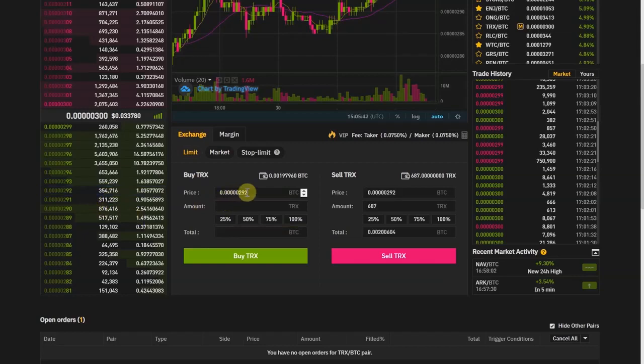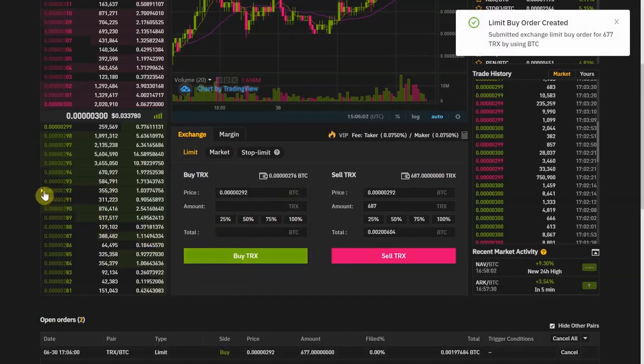Yeah, let's put this one. And I want to buy 50% of my BTC holdings. Oh, 100%. I want to buy at 292. So I'm selecting the price and the amount, and that's it. Just click buy.